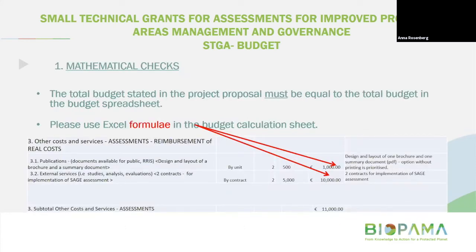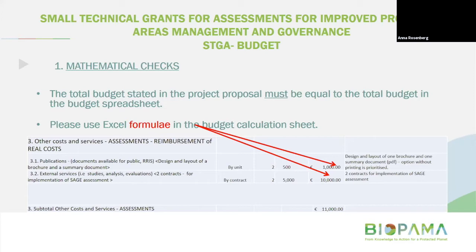Some housekeeping matters related to the budget. Mathematical checks. The total budget stated in the project proposal must be equal to the total budget in your Excel spreadsheet. Make sure, when filling in the template with the proposal, to enter the correct amount, which must match one-to-one the budget on your Excel spreadsheet.